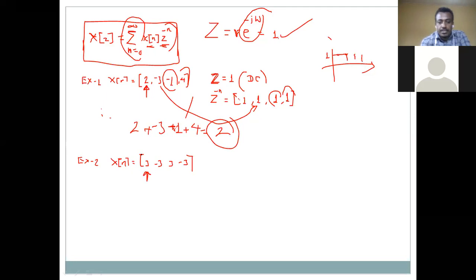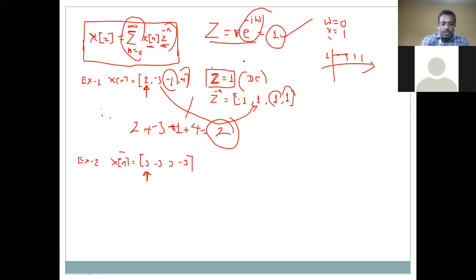Now let's do correlation. Let's transform this x of n into x of z by taking only z equal to 1. Z equal to 1 means, you can see from this z, that omega must be 0. Okay. E raised to j omega will be 1, r is equal to 1. In this case, Z will be 1, which is only for DC. Now I am correlating, finding the similarity, finding the DC component inside my signal.